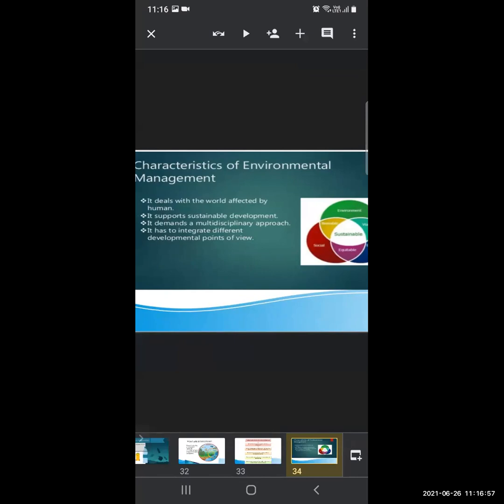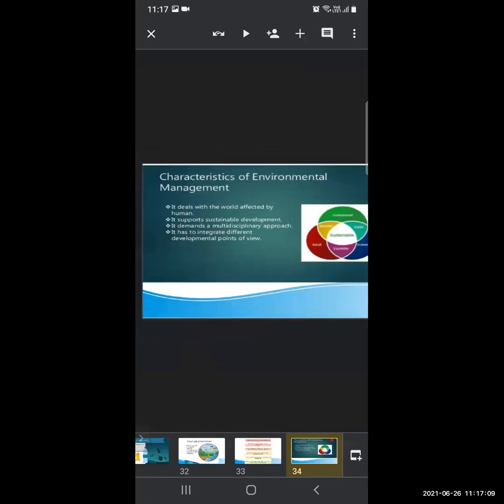It deals with the world affected by humans. It supports sustainable development. It demands a multidisciplinary approach. It has to integrate different developmental points of view.